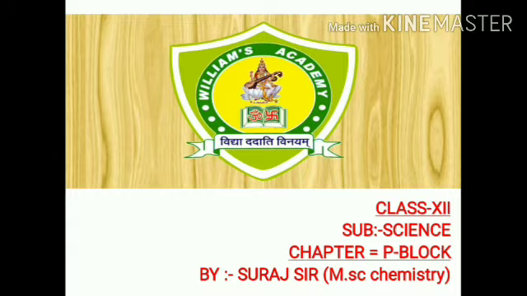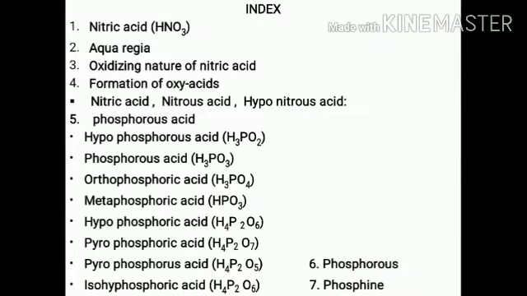See, the first one is nitric acid, then Aqua Regia. Third point is the oxidizing nature of nitric acid. Point 4, formation of the oxo acids. Point 5, phosphorus acids, in which you will study hypophosphorus acid, phosphorus acid, orthophosphoric acid, metaphosphoric acid, hypophosphoric acid, pyrophosphoric acid, pyrophosphorus acid, and isophosphoric acid. Then phosphorus, then phosphine. These points you will study in this video.